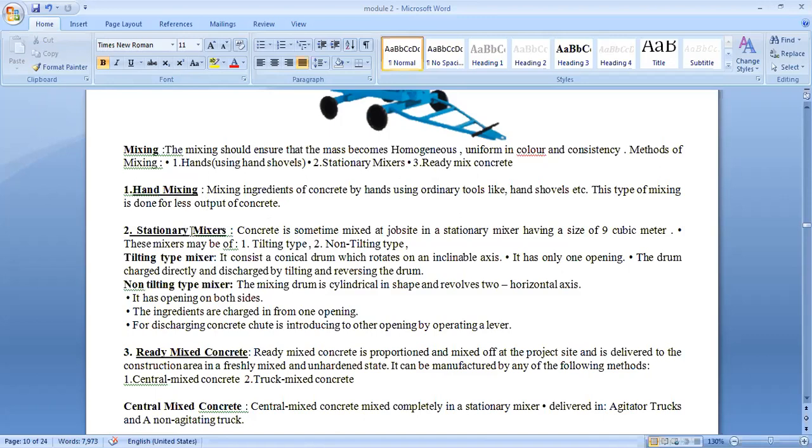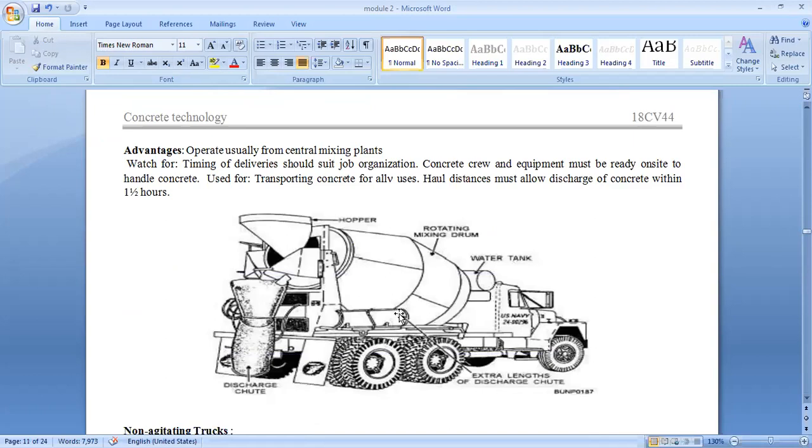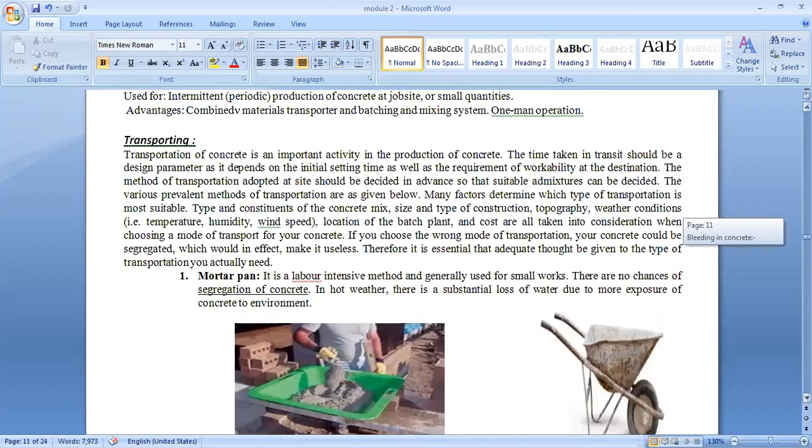Next, in machine mixing, if you are using a stationary mixer, it may be batch mixing or continuous mixing. In batch mixing, you use either a pan mixer or a drum mixer. The drum size is around 9 cubic meters. The drum may be a tilting type or a non-tilting type. Based on the type of work, you need to use these drums. Next is ready mix concrete. Here ready mix concrete is poured into a truck where the drum rotates about its horizontal axis. These are the points we discussed in the last class.